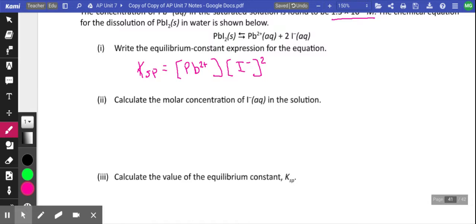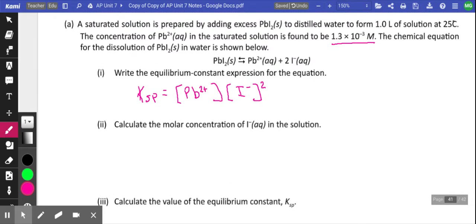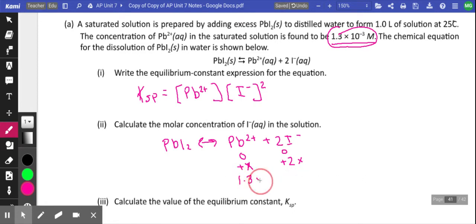Now they want me to calculate the molar concentration of I- here, and they give me a key piece of information right up here in the passage. They tell me that at equilibrium, Pb2+ is found to be 1.3 times 10 to the minus 3 molar. So when I'm writing out my RICE table here, again, we start with PbI2. It's in equilibrium with those Pb2+ ions and the I- ions. I know I'm not including my solid, but I know that these are both starting at 0. My Pb2+ will increase by X, and my I- will increase by 2X because of its stoichiometric coefficient. And I know that this Pb2+ is 1.3 times 10 to the minus 3 molar at equilibrium.